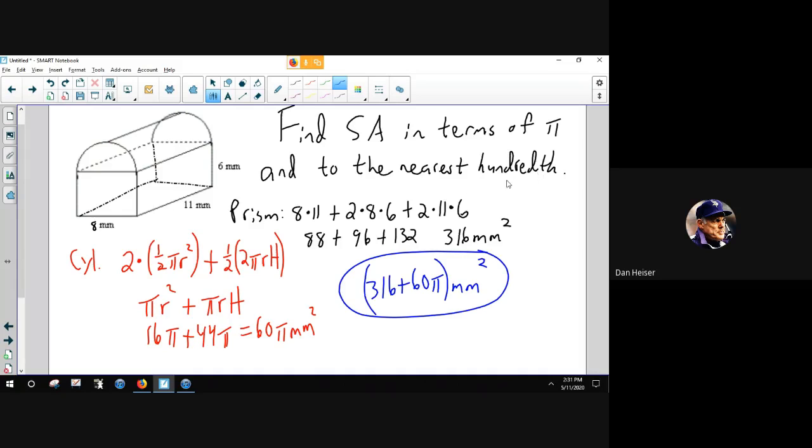To the nearest hundredth. Well, now for the nearest hundredth, I'll plug in 3.14 for pi, and see what happens. It's not going to give me any more decimals. So as an approximation, it would be approximately 504.4 square millimeters.